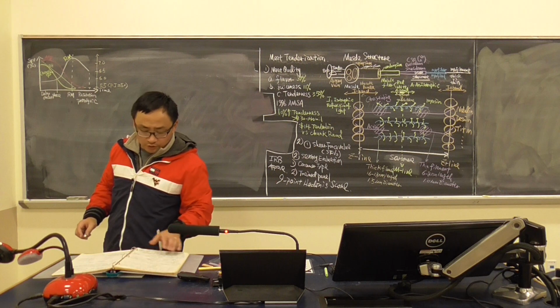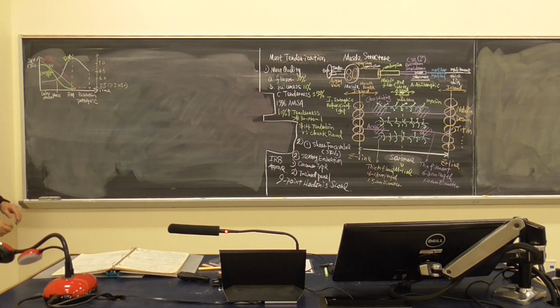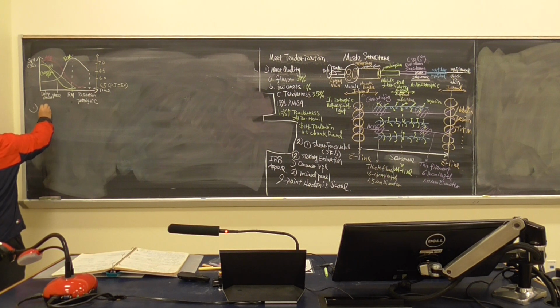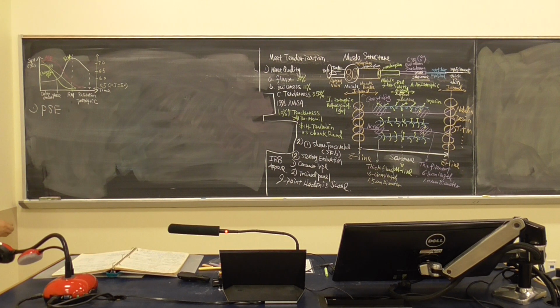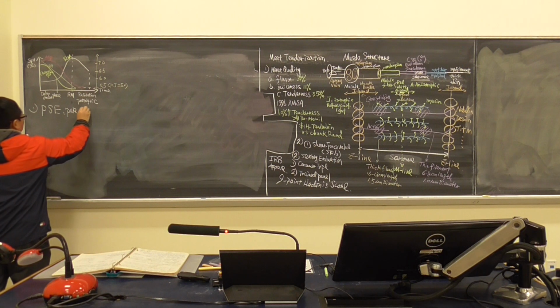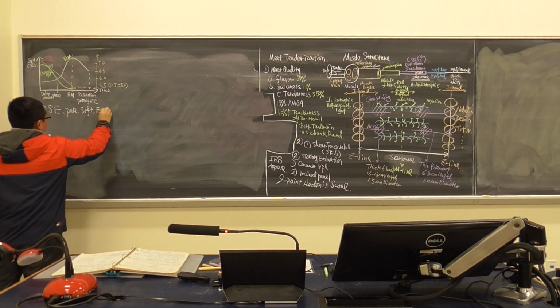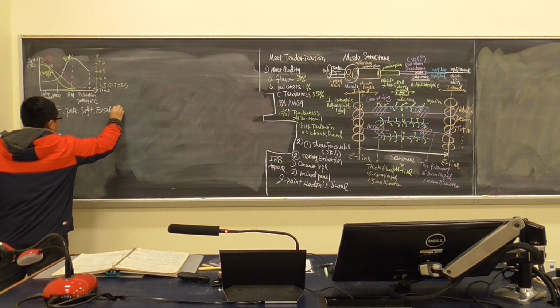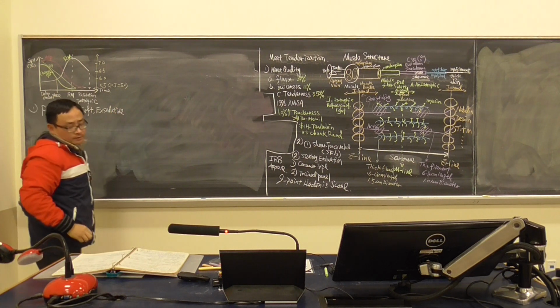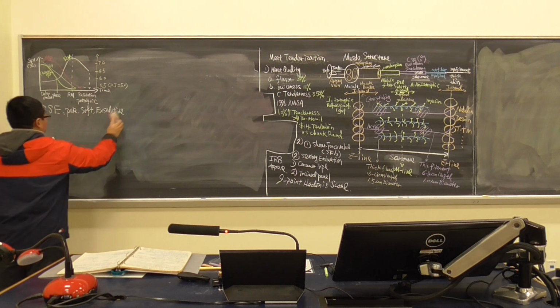Now, regarding tenderization, there are two major things that happened in the meat industry around the world and the United States. Number one is called PSE. What does PSE mean? It means the meat is pale, soft, and exudative.